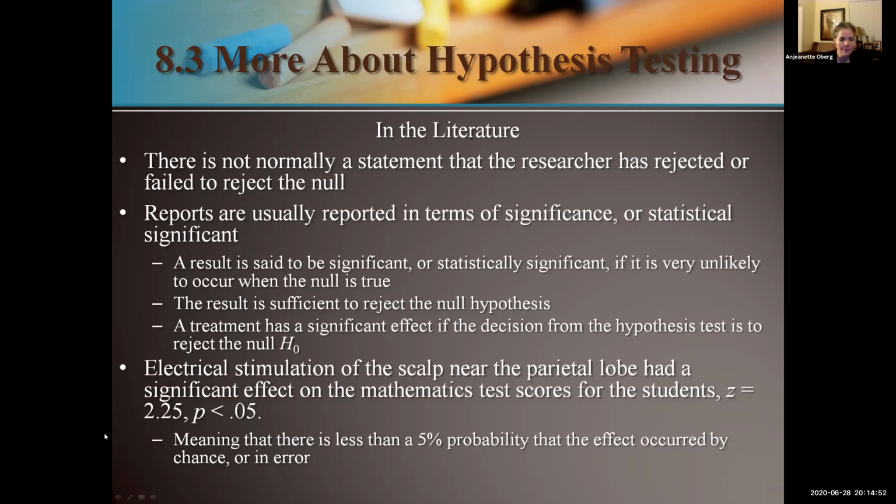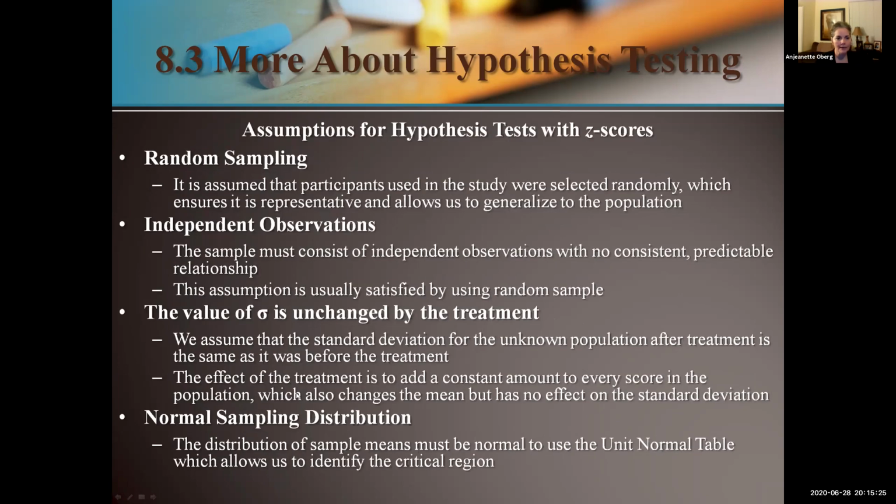So here's an example down here of how we might report something. Electrical stimulation of the scalp near the parietal lobe had a significant effect on the mathematics test scores for students, z = 2.25. The probability of getting that z score was less than 5%, meaning that there's a less than 5% chance of getting this outcome, which is why it was significant, okay? So we use statistically significant rather than reject the null or fail to reject the null, okay?